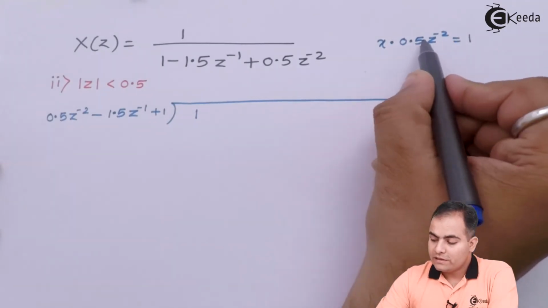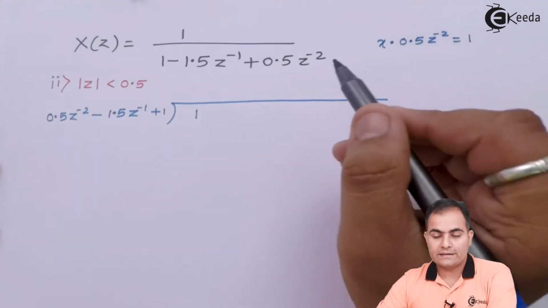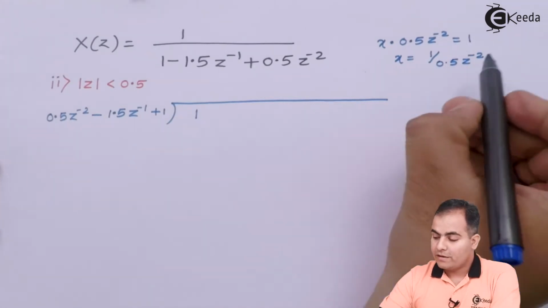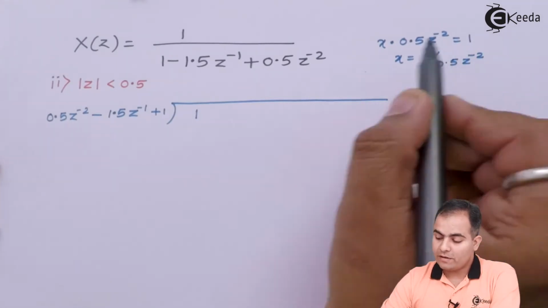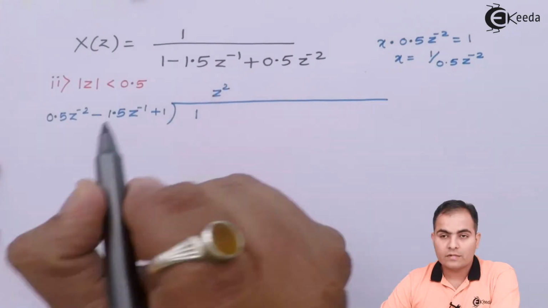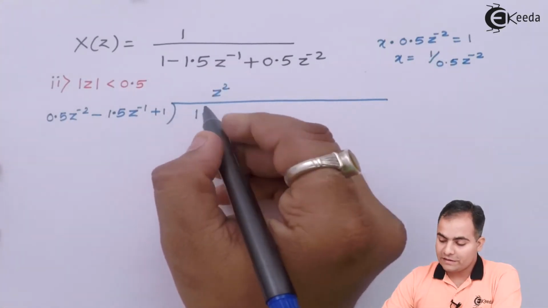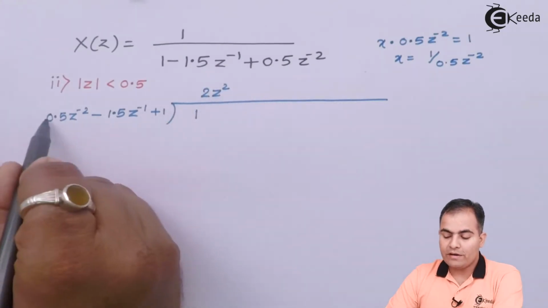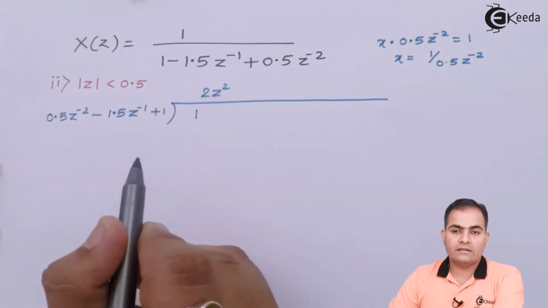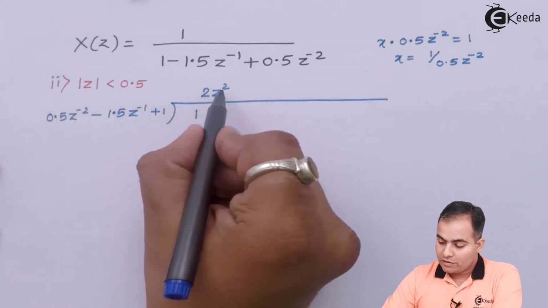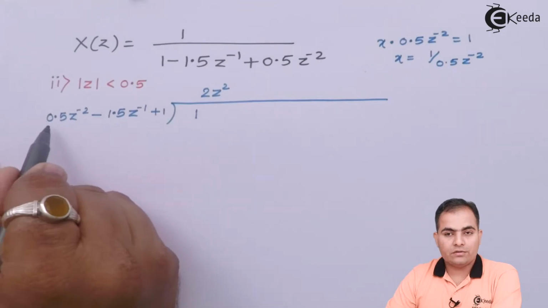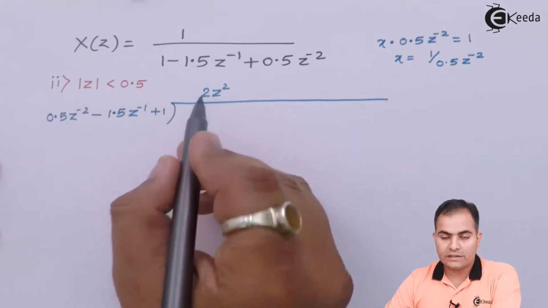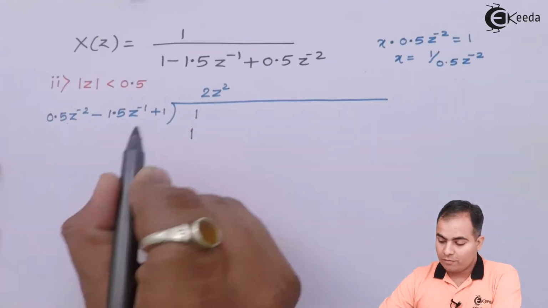So simply do one thing, just shift this whole part to the right hand side. Now look here, 1 upon z to the power minus 2 will become z to the power plus 2, and 1 upon 0.5 is 2, which means if I multiply 2z square with 0.5 z to the power minus 2, automatically you will get the answer 1. So just multiply this whole value with this whole equation. After multiplying the first value with 2z square, of course I will get 1, but move on to the next.